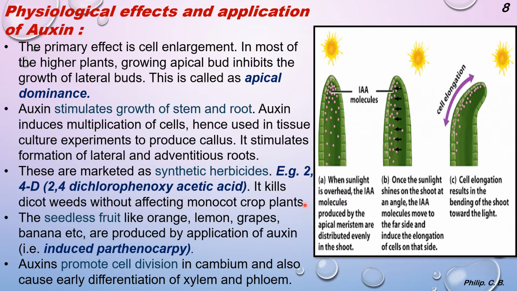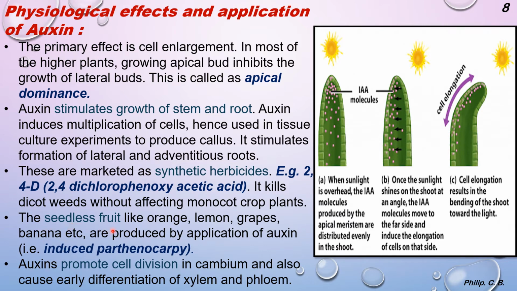Now, what are these monocot crop plants? The best examples being rice, wheat, jowar, bajra, all the staple crops which are consumed as food, right? But along with these crops, unwanted plants grow as well, that are dicot weeds. So to remove these weeds without harming the monocot crop, 2,4-D is used as the synthetic herbicide.